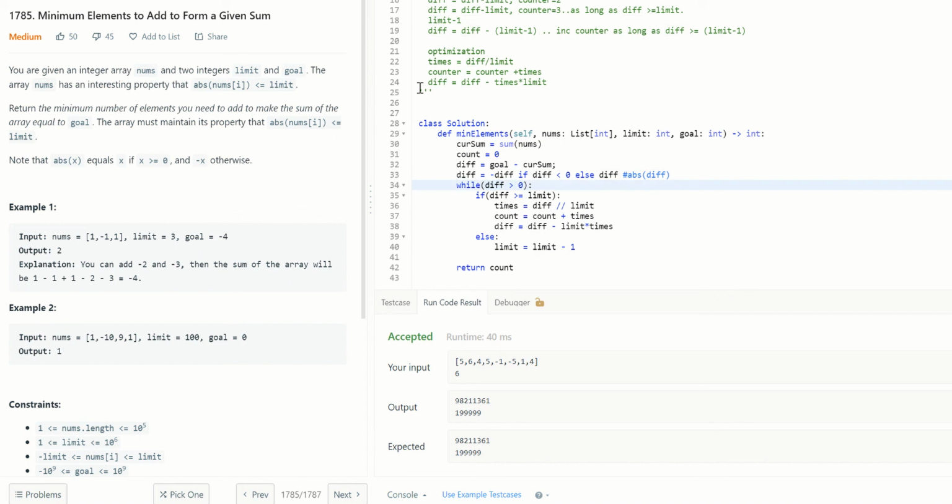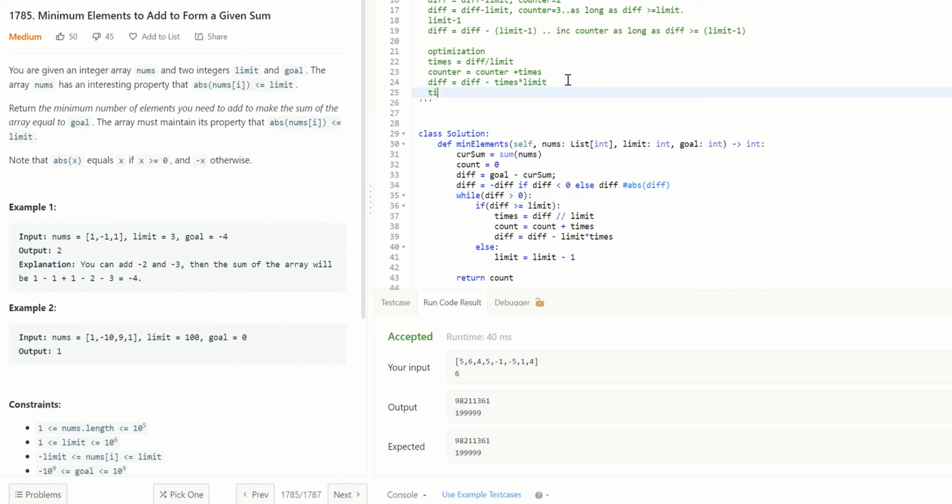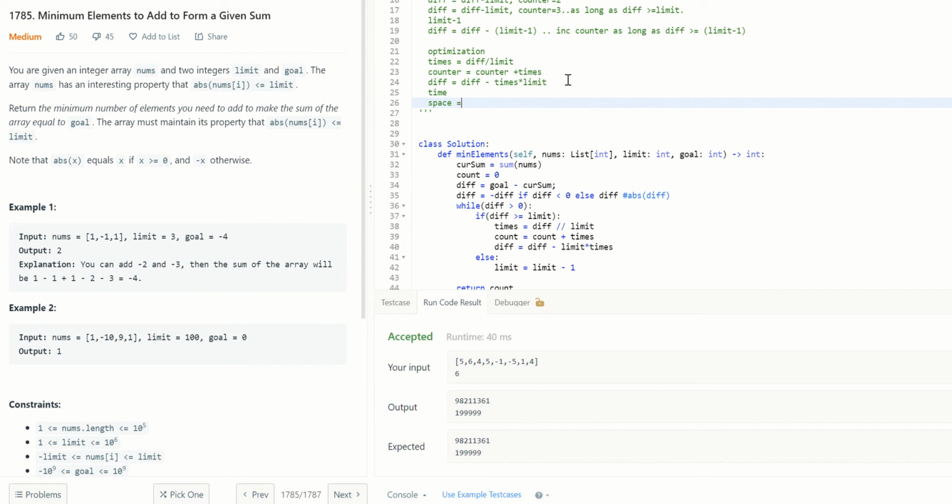Simple, right? So now let's look at the time and space complexity. Time and space, right?